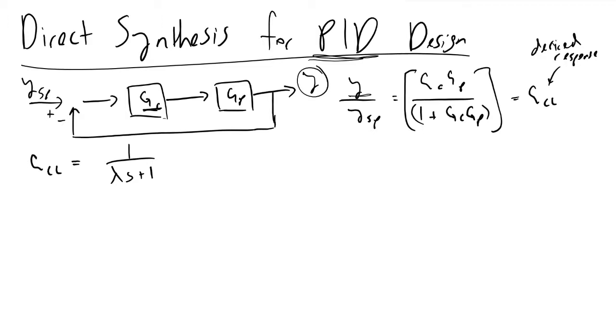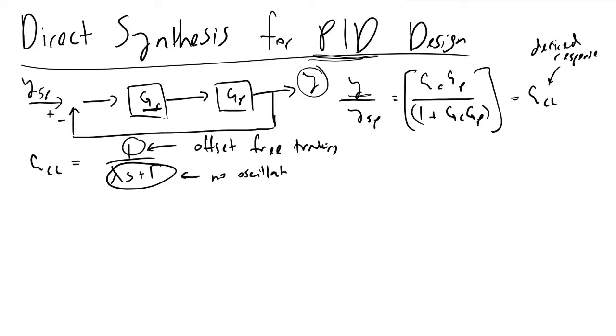So this is a first order response because the degree of our denominator is 1. S is only raised to the first power. And because our gain in this case is 1, that means that we have offset free tracking. And because the denominator had degree 1, it means that we have no oscillations. Because we want to minimize oscillations in practice because they can have detrimental effects on our process.